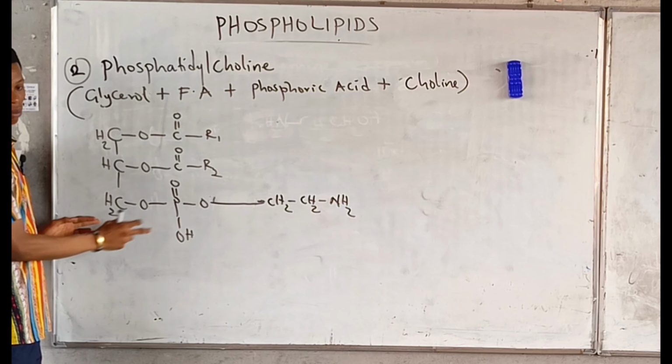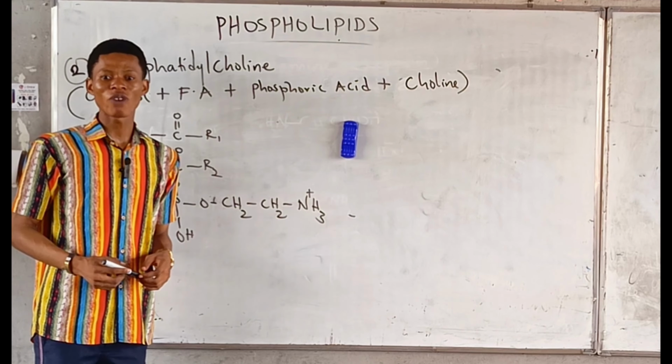Now, look up. I want to ask you a question now. If we have something like this, which structure is this? This structure on the board is what? Is this ethanolamine? No, phosphatidyl what? Ethanolamine, right? This is phosphatidyl ethanolamine. Remember I said you can use NH2 or NH3 plus, right?